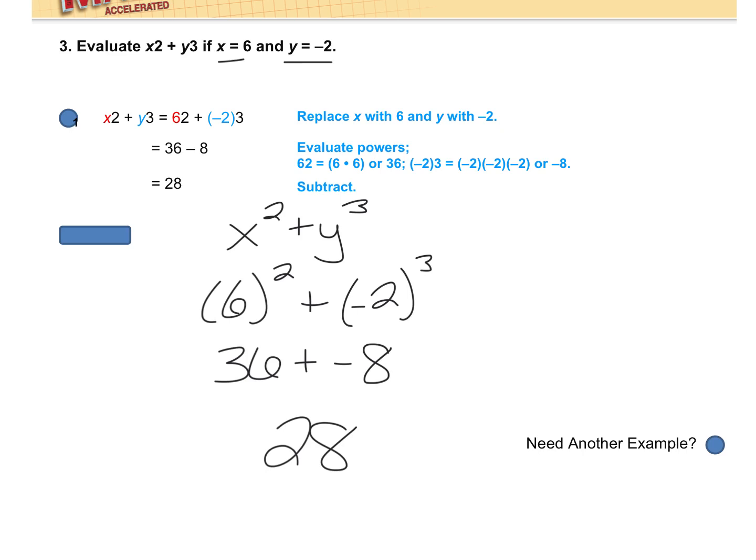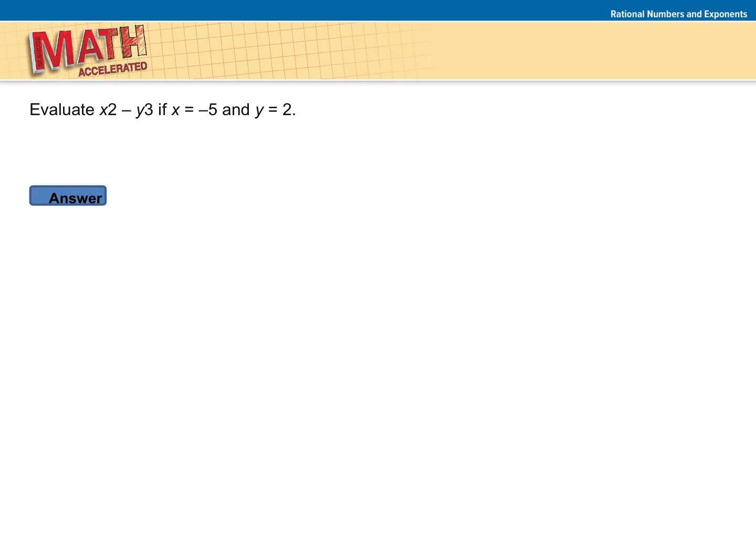Yeah? So just be careful. Biggest thing to be careful with is those negatives. Knowing if you have to have a positive or a negative as your answer. Okay? Go and try this last one. Remember this says x squared minus y cubed. Go ahead and substitute and then solve. Yep, x is negative 5. Okay, what's y?